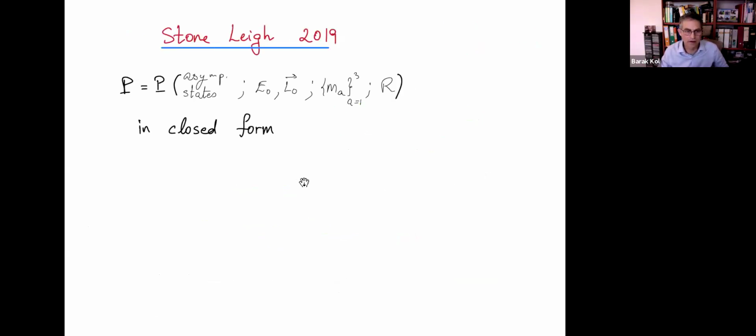And the latest achievement was by Nick Stone from the Hebrew University and Nathan Leigh in 2019. They found a formula in closed form for this distribution. And I heard about it reading Haaretz. There was a big headline, the three-body problem was solved.